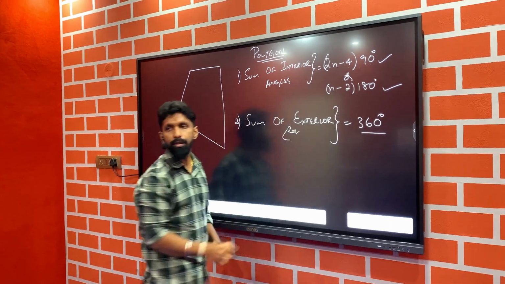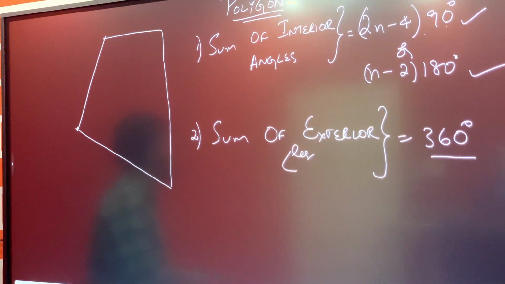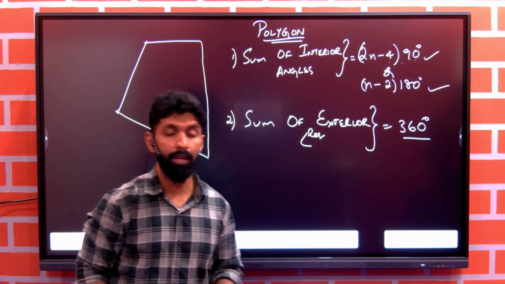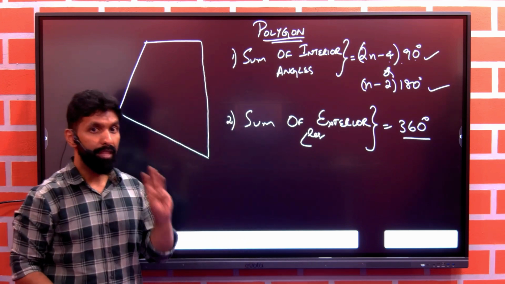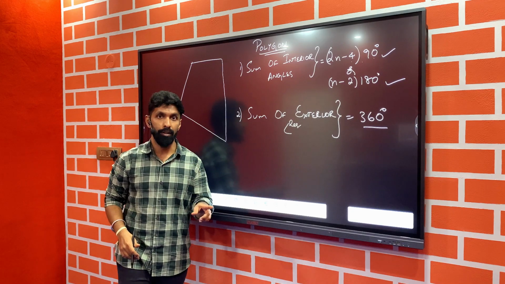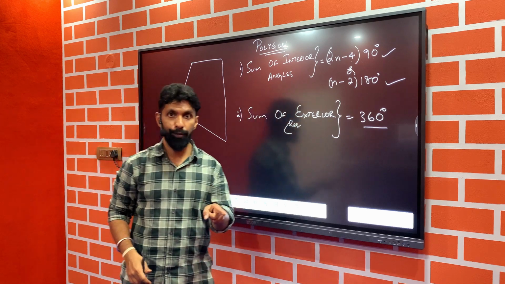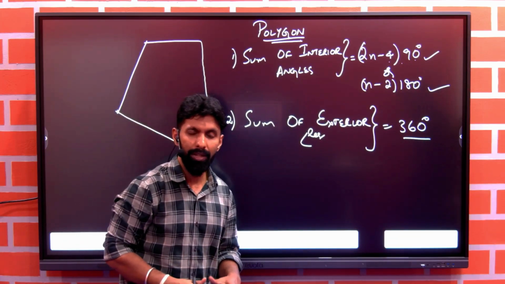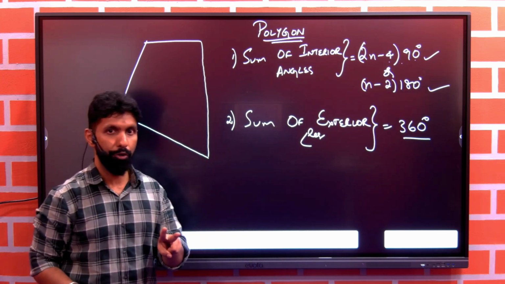It's just 360 degrees. No big deal, as simple as 360 degrees. So when it comes to a normal polygon, what is a normal polygon? Three or more sides, closed figure. Okay, so when we talk about a normal polygon, there are only two formulas for you to remember.